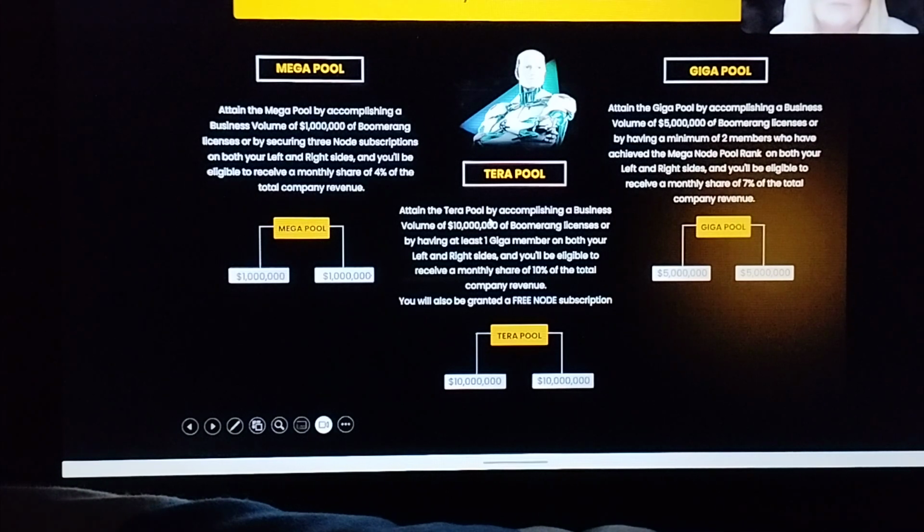And then you have Terra Pool, which you attain by accomplishing a business volume of 10 million of Boomerang licenses, or by having at least 1 Giga member on both your left and right side, and you'll be eligible to receive a monthly share of 10% of the total company revenue. You will also be granted a free node subscription, and that is exciting because a node means everyday income.